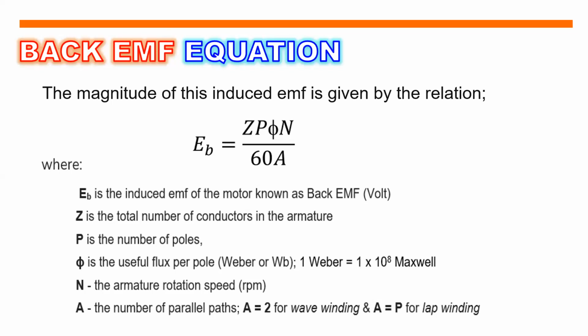So, kung magkakaroon tayo ng conversion, halimbawa meron tayong given na Maxwell, then mako-convert natin yon using the equation 1 Weber is equal to 1 times 10 to the positive 8 Maxwell. N is the armature rotation speed in terms of RPM. And A is the number of parallel paths, where A is equal to 2 kung wave winding ang ating armature, and A is equal to the number of poles for lap winding. So ito ang ating equation to get the magnitude of the back EMF.